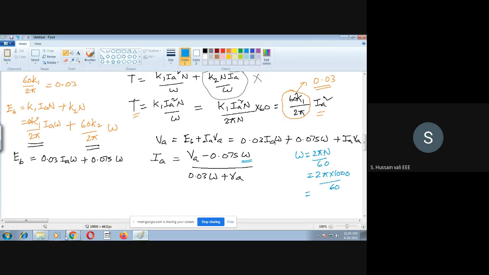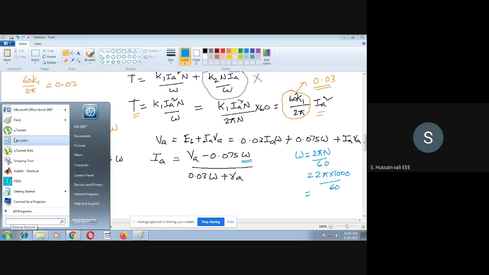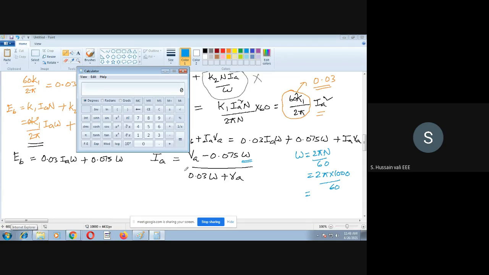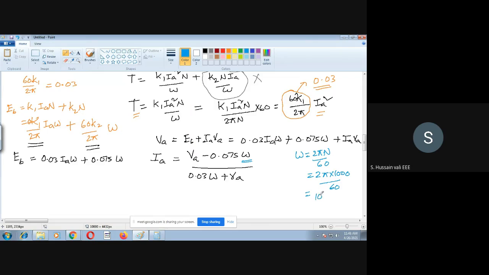I will do this in the calculator here. So 2 pi into 1000 divided by 60, we got 104.72. So omega is 104.72 radians per second. So we got omega. What are the other unknowns? RA is there.